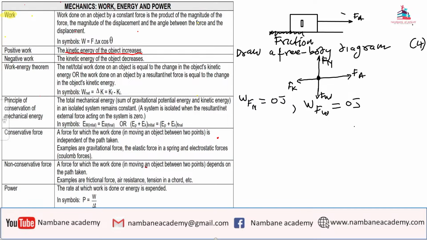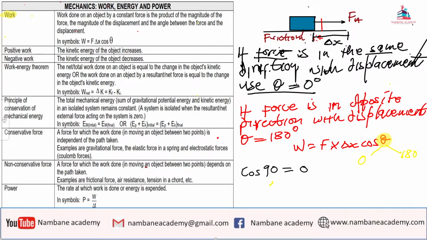Because the normal force is acting perpendicular to the surface, and Fg or Fw is also acting perpendicular to the surface, we know that the angle between the displacement and the force is going to be 90, and cos of 90 gives us 0.